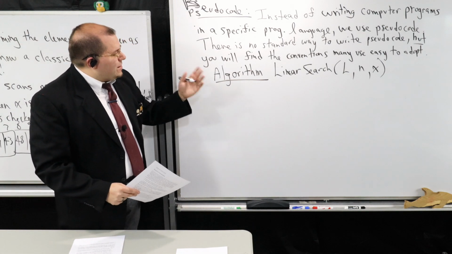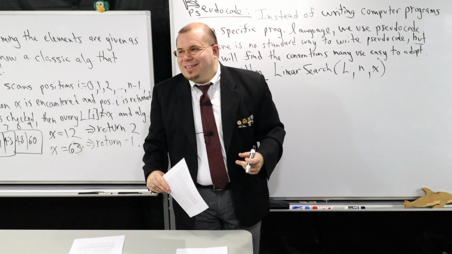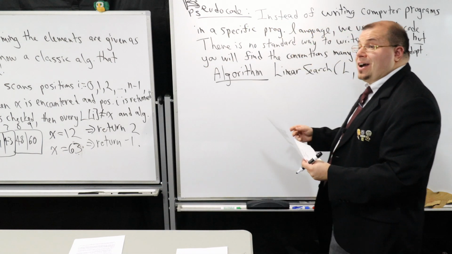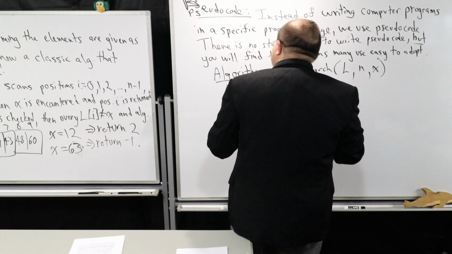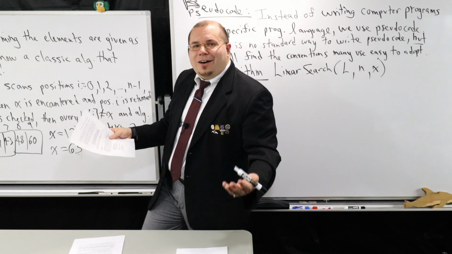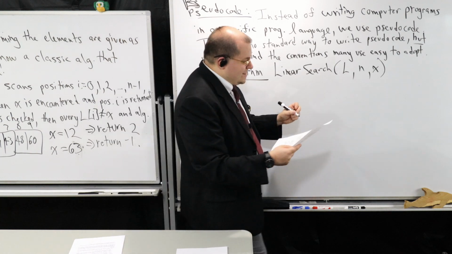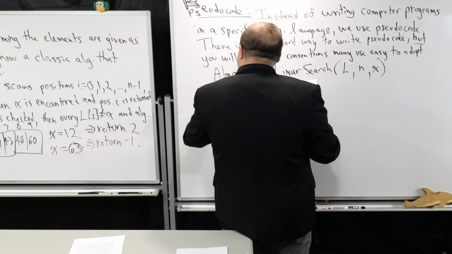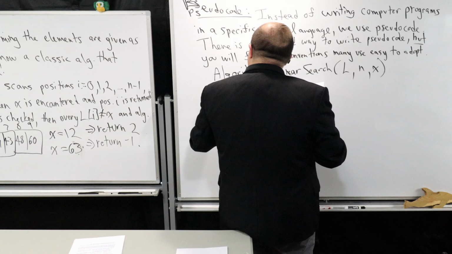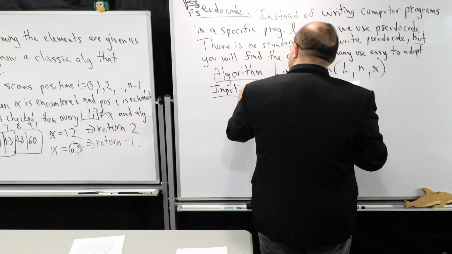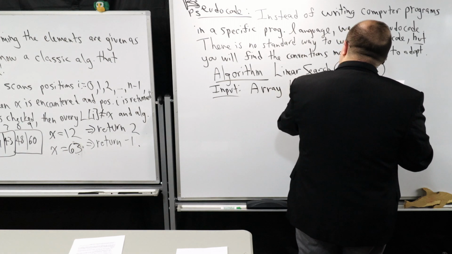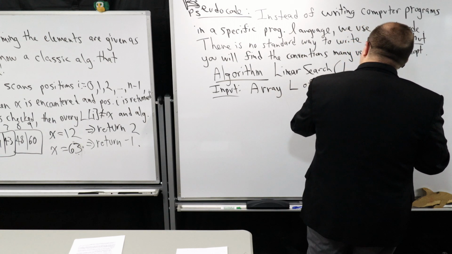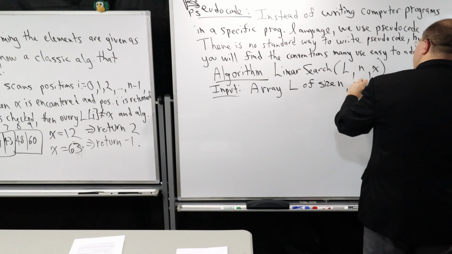Say somebody asks, why is N there? It doesn't have to be, because you can find that information out from L. But sometimes it's a little easier because then I don't have to define what N is. Sorry, I'm getting really excited here. Often it's important to describe the input. So it's array L of size N and a value X.